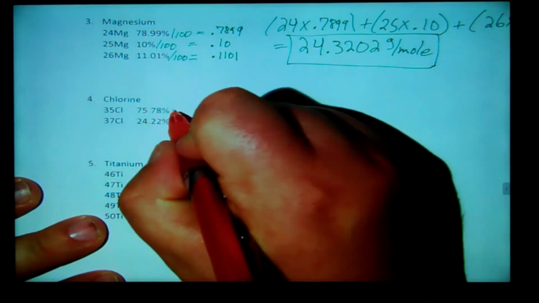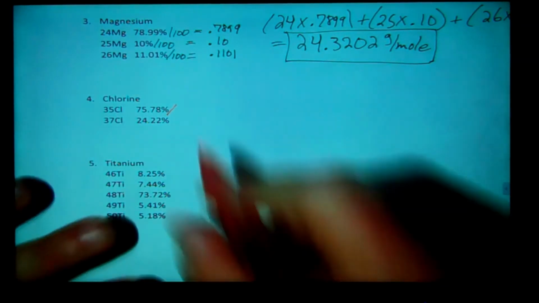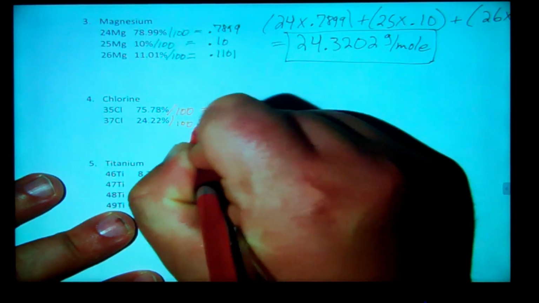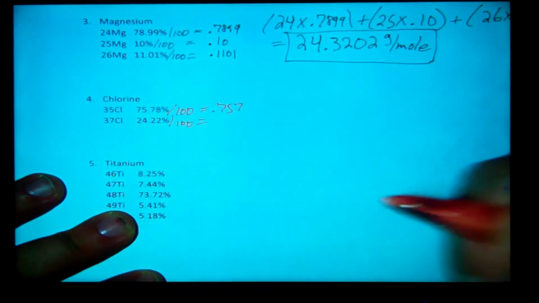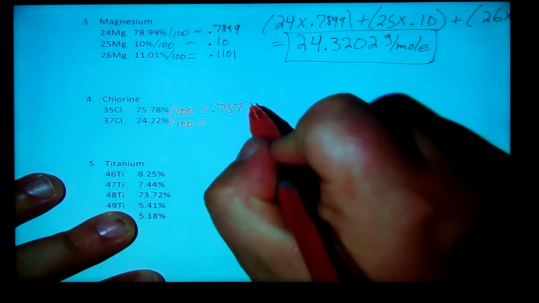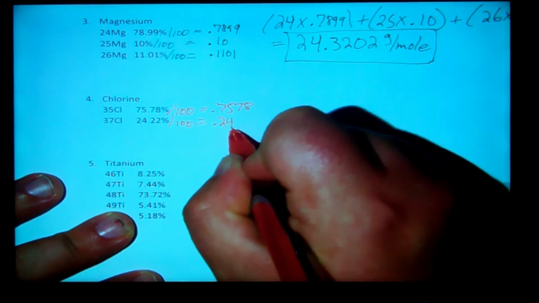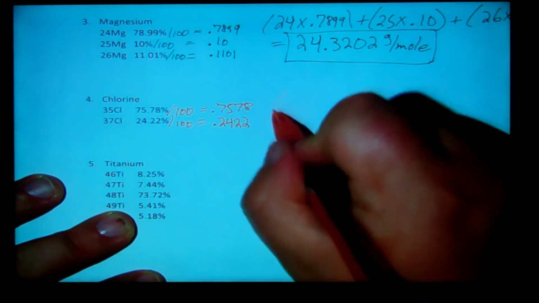So let's divide these percent abundances by 100 to get the decimal of that percent abundance. 0.7578. So sorry, 0.2422. So now we can set this up.